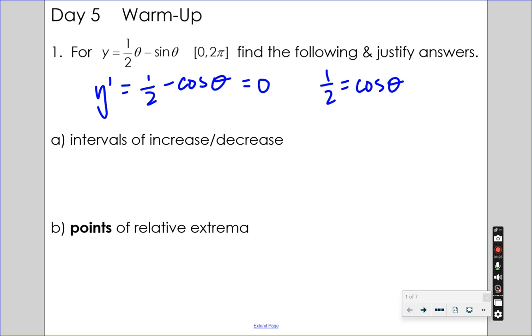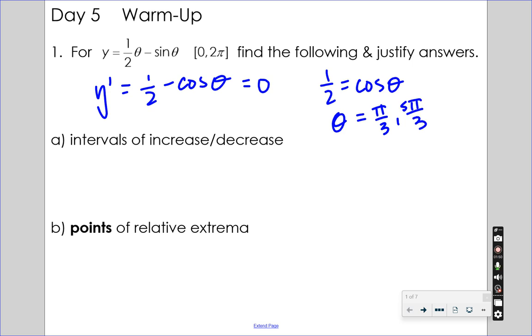Unit circle. Yeah, unit circle. Where is the cosine equal to 1/2? And we're doing the interval from 0 to 2 pi. What's the angle where the cosine is equal to 1/2? Pi over 3. Pi over 3 and? Pi over 3. Yes.